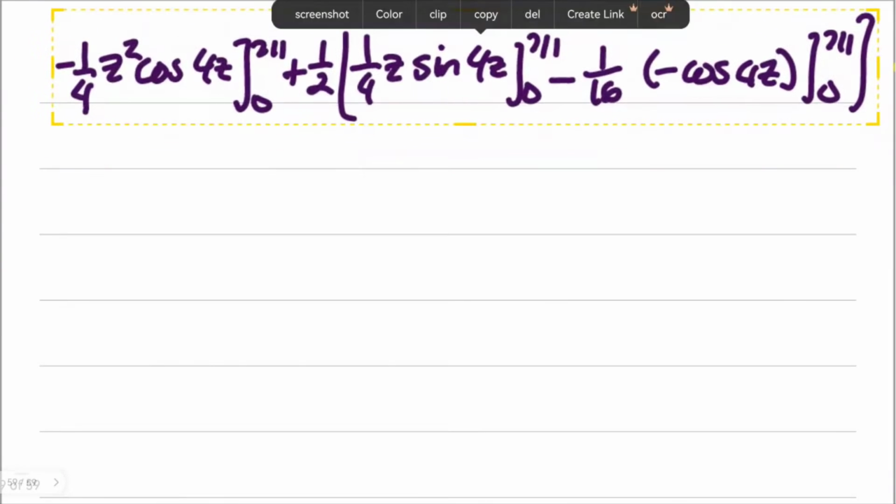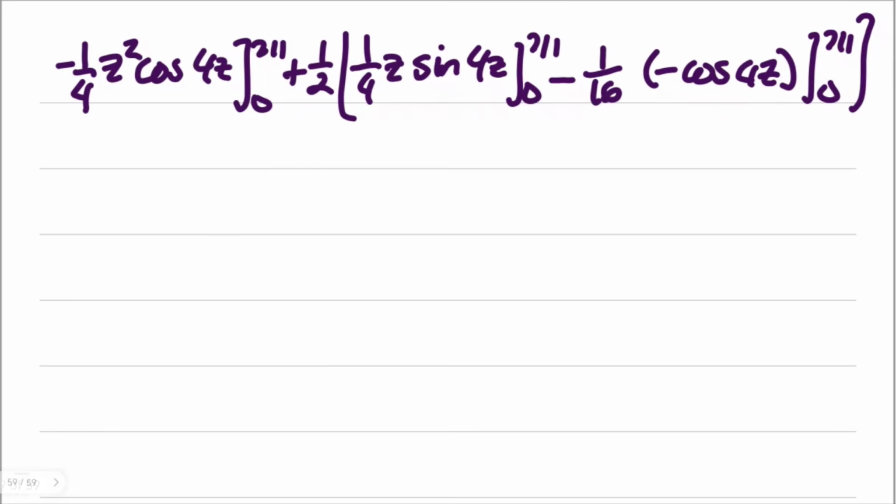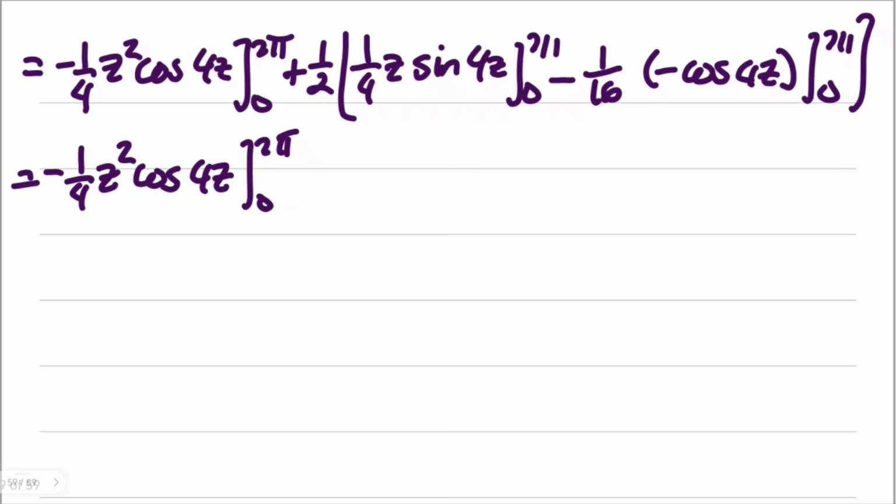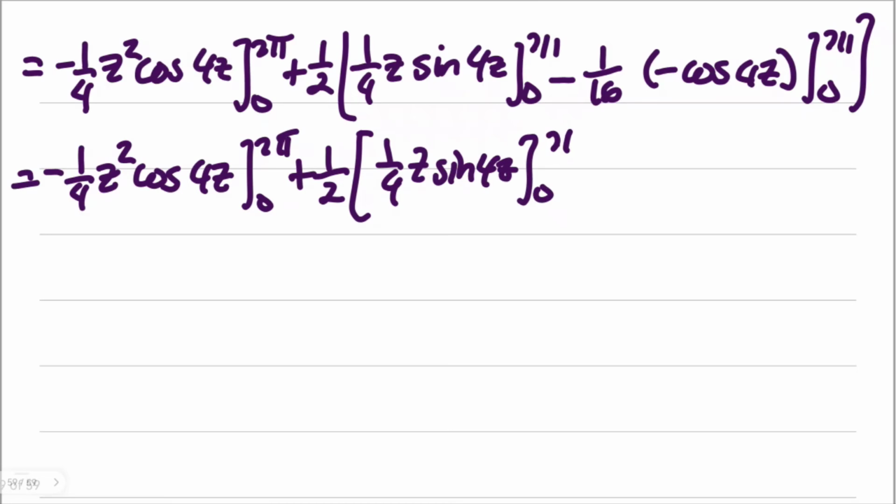Okay, this one here. So multiplying this first, before I distribute 1/2: negative 1/4 z squared cosine of 4z is 0 to 2 pi. That's 2 pi. Plus, again, let's stick with 1/2 first, 1/4 z sine of 4z is 0 to 2 pi. This is still 2 pi. Minus 1 over 16. It becomes plus now. Negative times negative. Cosine of 4z is 0 to 2 pi.